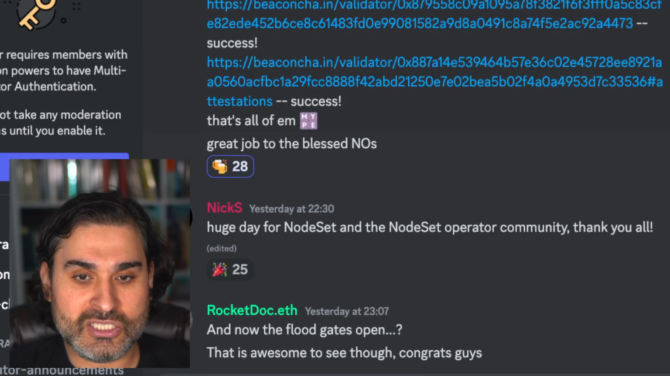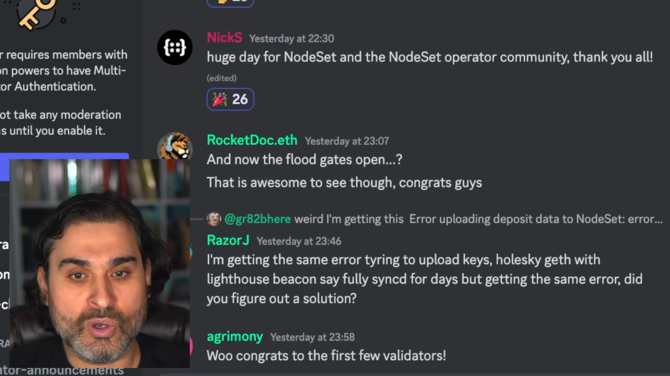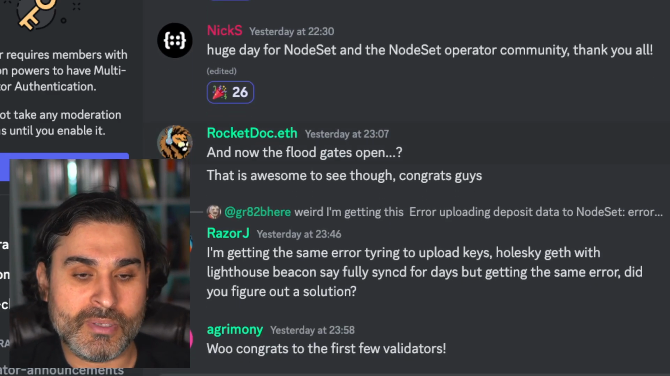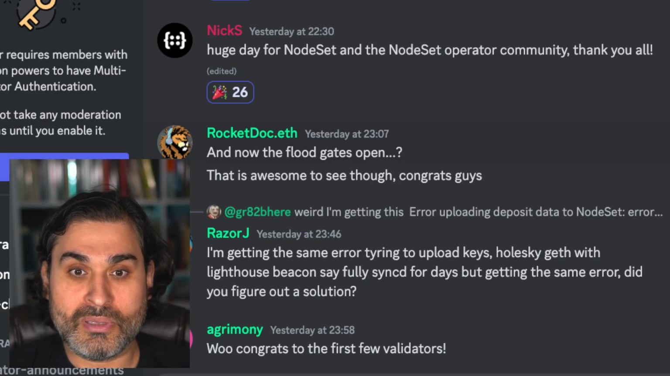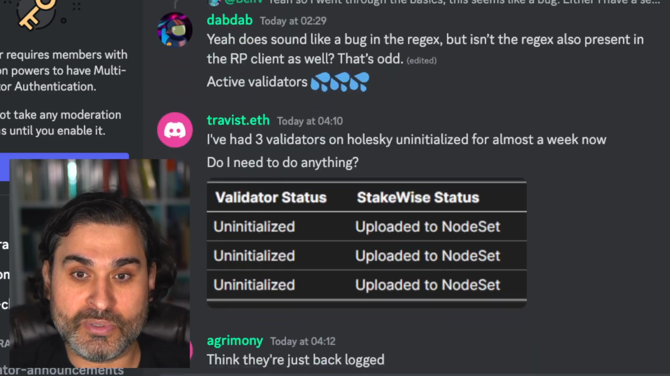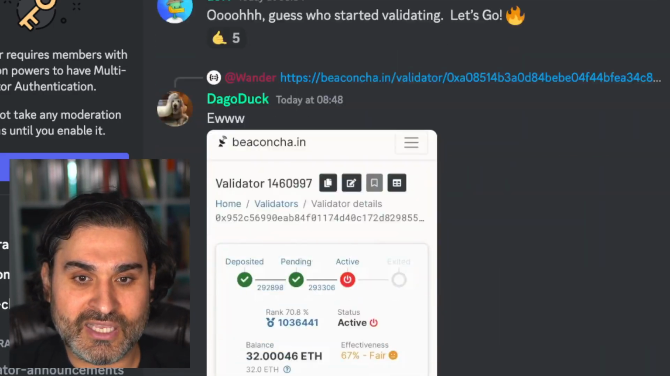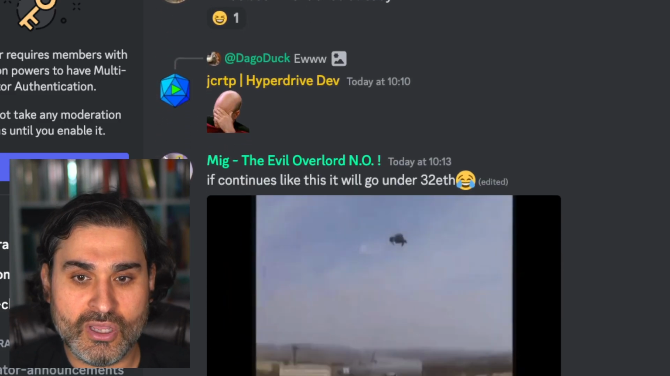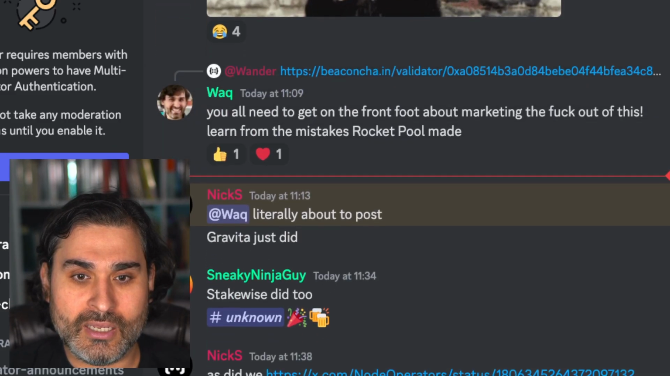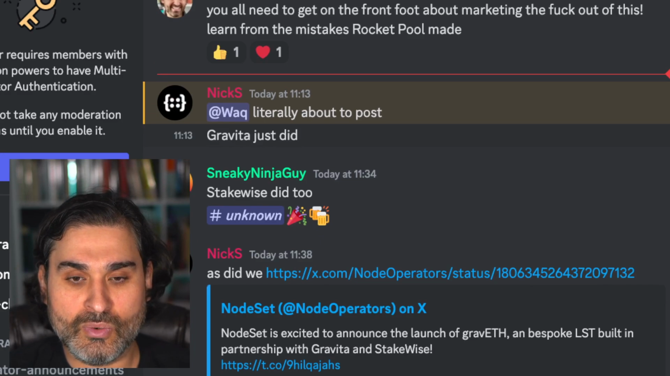So Nick here says this is a huge day for NodeSet and the NodeSet operator community. Thank you all. Rocket Doc is hopeful, saying now the floodgates will open. People will see that NodeSet is a place where you can come and run your node services, and that would be really cool. So a whole lot of people were really supportive of this and sharing their logs and their activities. Gravitar have already gotten the word out, and NodeSet is getting the word out as well.